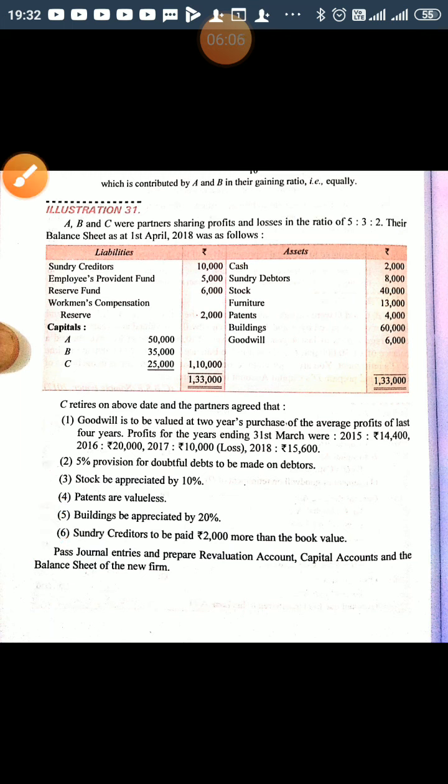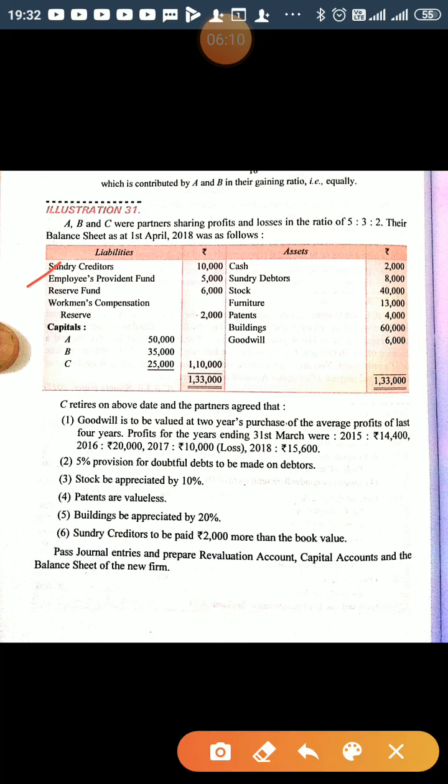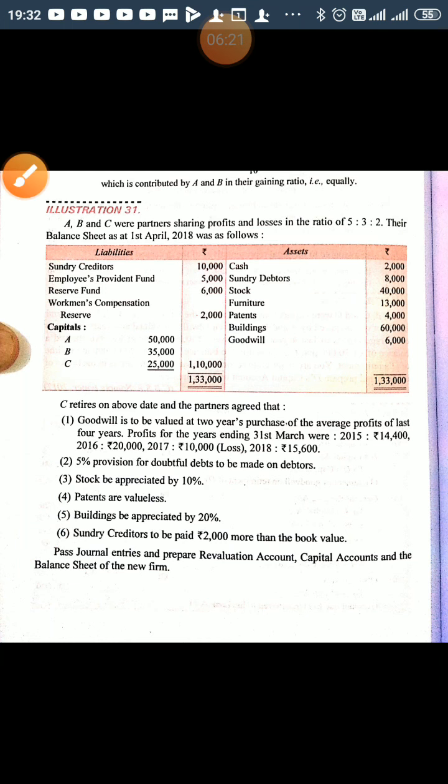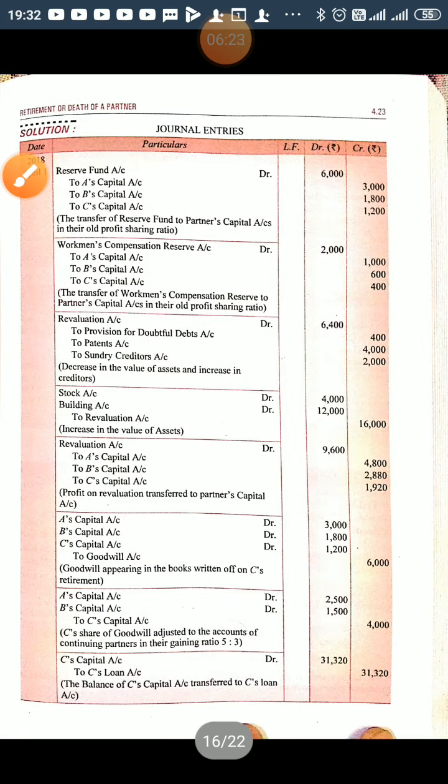Now, first of all, sundry creditors. On the liability side, sundry creditors are given as 10,000. There is an adjustment: sundry creditors are to be paid 2,000 more than the book value. So sundry creditors, as a liability, are increasing. An increase in liability is a loss for the business.